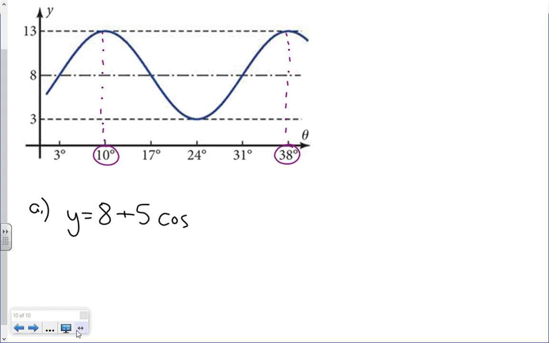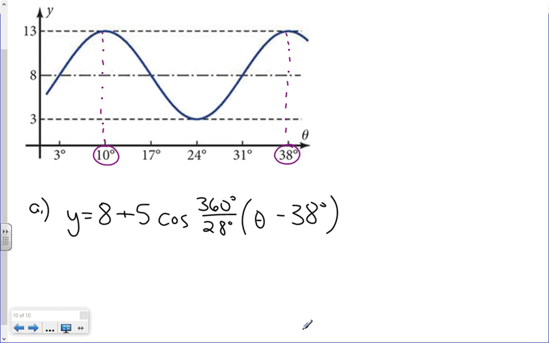We're using cosine, they said. Our period is still 28 degrees, so it's still 360 over 28 degrees times theta minus, and again, the only thing we're changing from the previous example is this value of D, so it's minus 38 degrees that we wanted. All right, that'll work. Again, you could add another 28 degrees of that and find another option, or subtract 28 from the 10 and get another option there. You can go either direction. They didn't specify whether you're adding or subtracting a period.